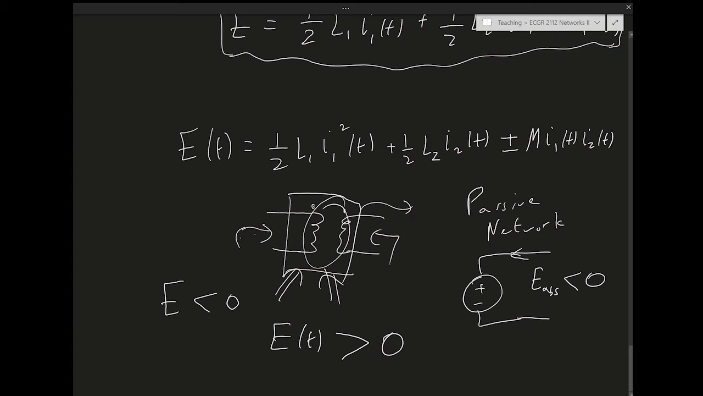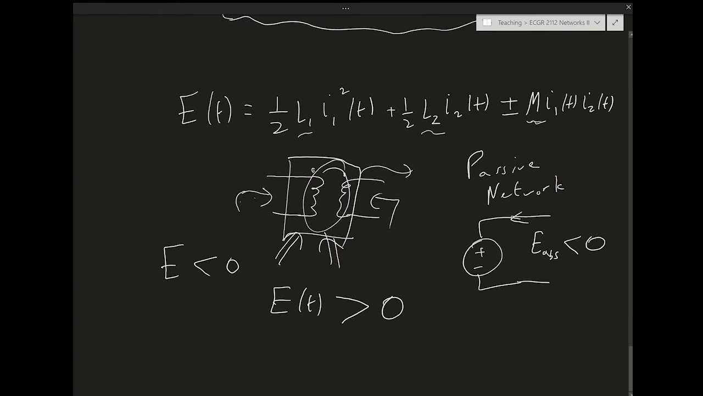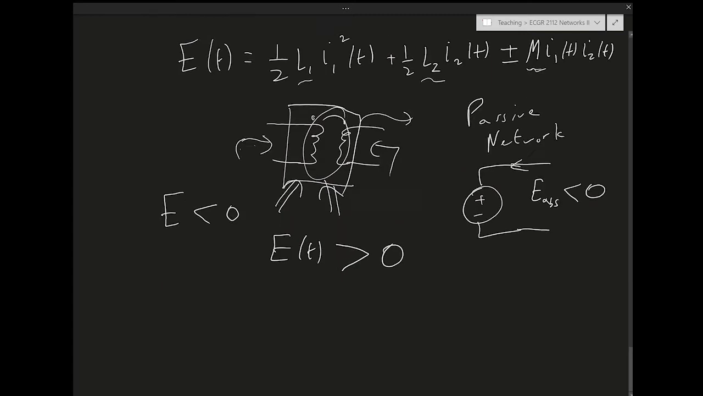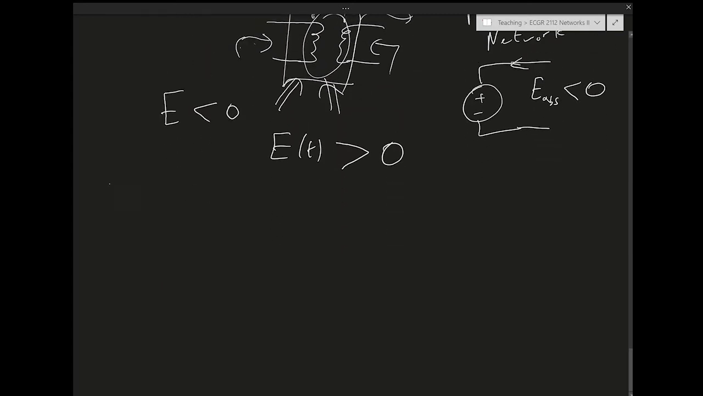Okay, so what can this tell us? We can use this fact to tell us something about the relationship between L1, L2, and M. But we have to do a bit of algebra first. So let me rewrite the energy equation here. So E equals half L1 I1 squared, and I'm going to suppress the t. It's known that I is a function of t, so we don't need to keep writing it down. So plus half L2 I2 squared plus minus M I1 I2.